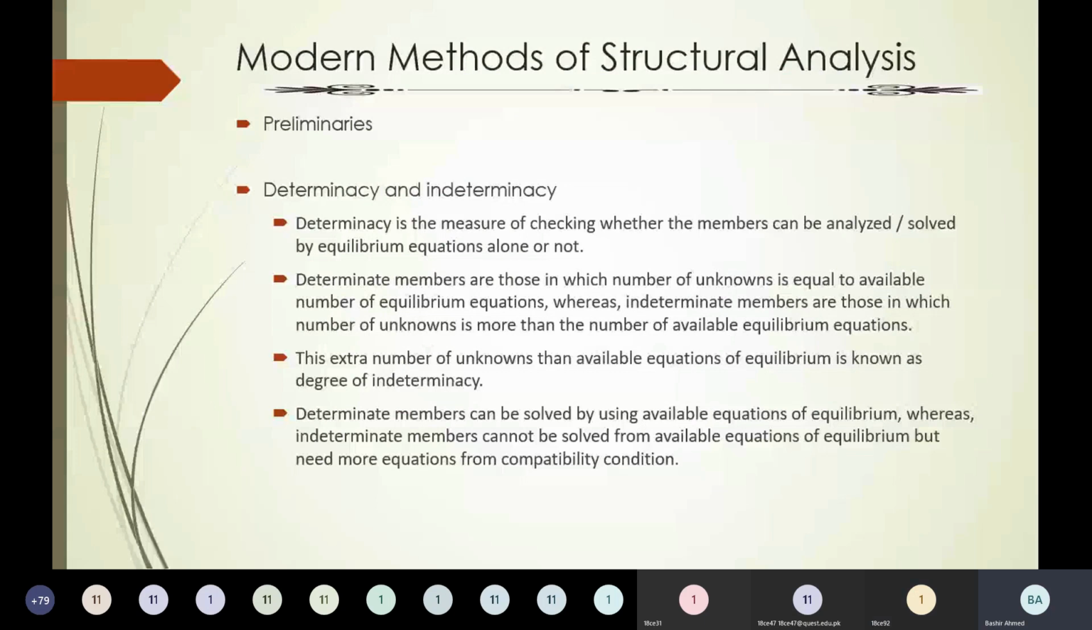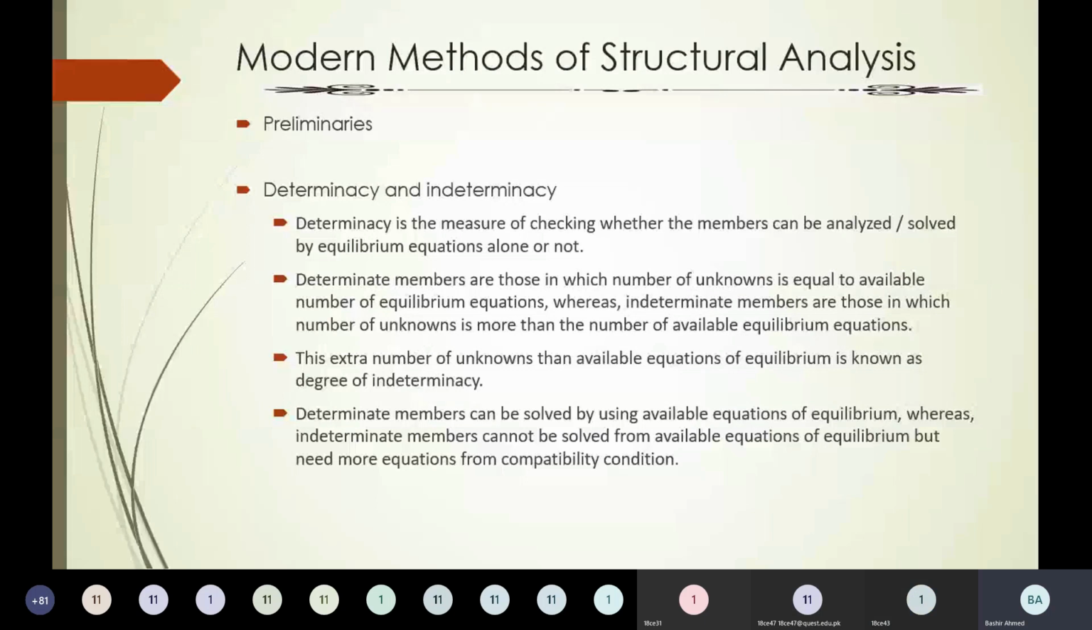Sir, sometimes we don't have forces acting in the x direction, so we use only two equations: sum of y equal to 0 and sum of moment equal to 0. These are the available equations. Sometimes we do not have load in any particular direction. The simple example is the beam.